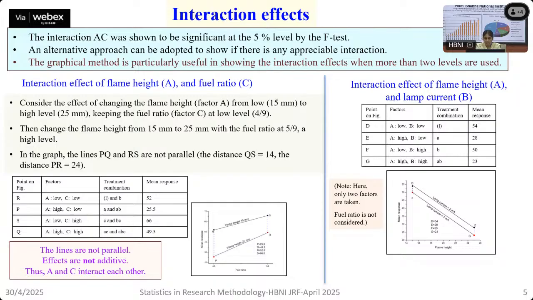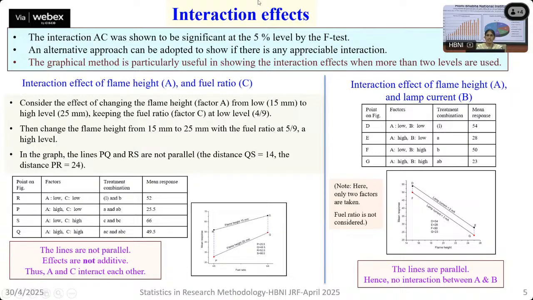However, you can see the lines are parallel. That means they are not interacting. They are not either getting added up or getting subtracted. They are independent of each other. These conclusions could be made with the help of this F ratio test and the factorial analysis combined via the Yates method as well as the graphical representation. So these are the utilities of statistics in analyzing data and gathering information.